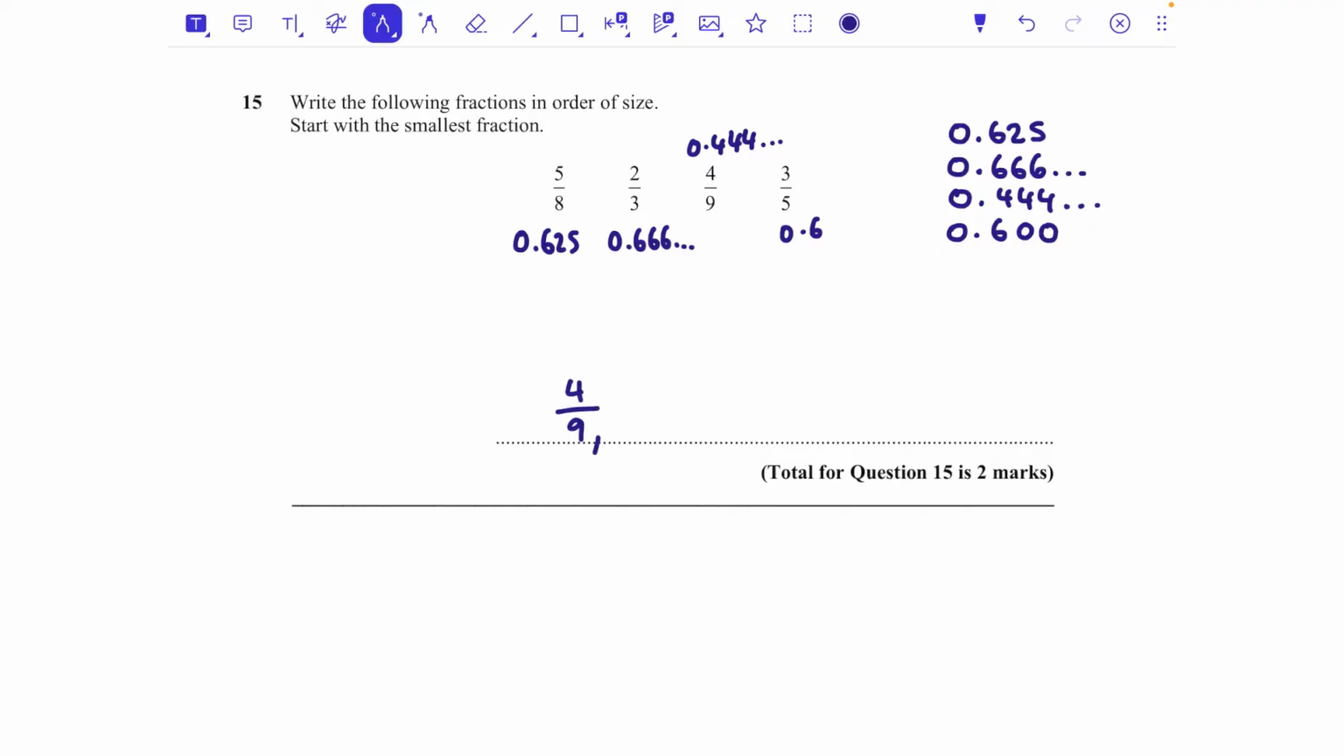The next smallest, you can see that they've all got a 6 in this column, so let's go over again. In the next column we've got 2 or 6 or 0, so that's going to be the bottom one. 0.6, so 3/5 is the next smallest. And then out of these top two, I've got a 2 or I've got a 6, so 0.625, which is 5/8, that's the next smallest, and then 0.6 recurring, so 2/3 is the biggest, and that's those ones in order.